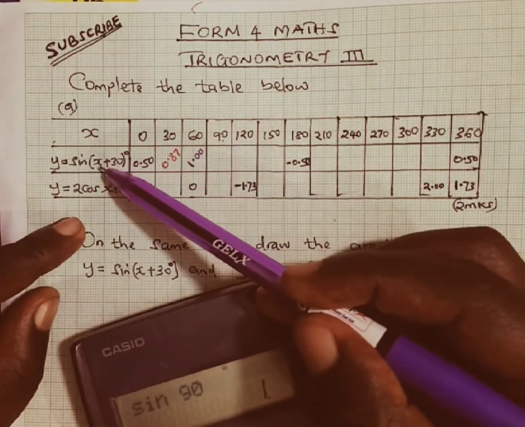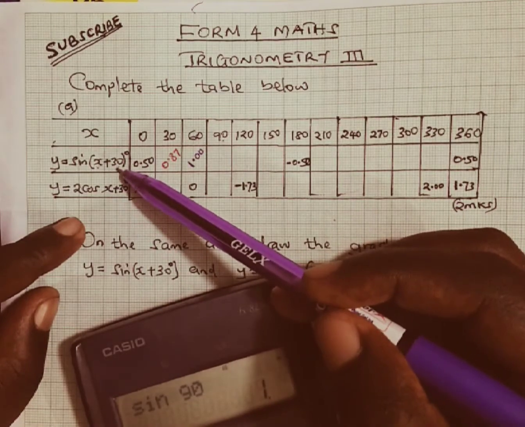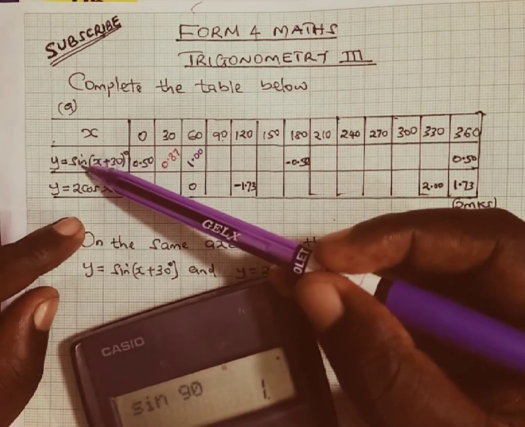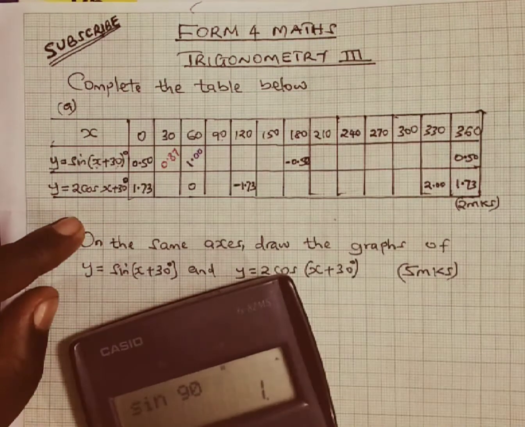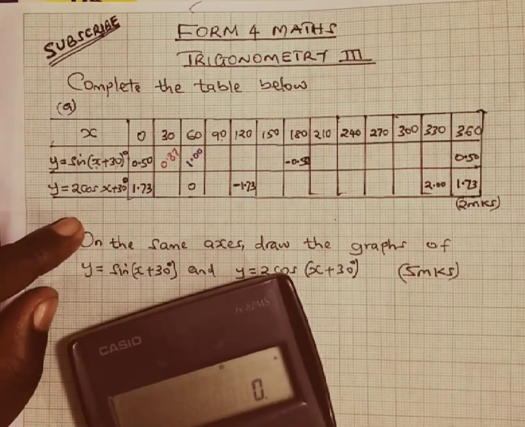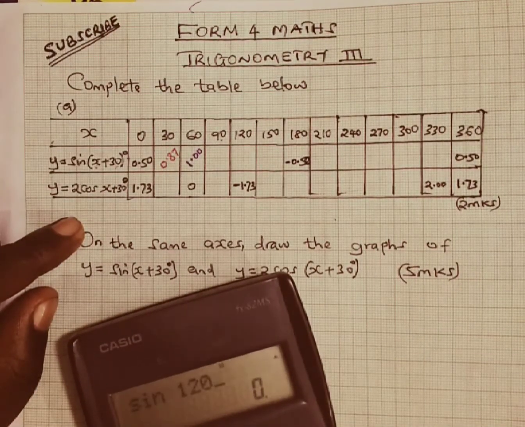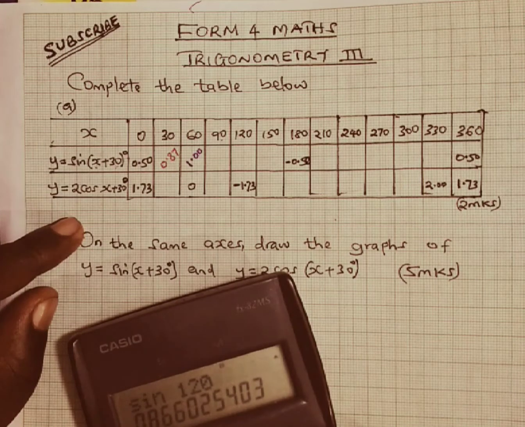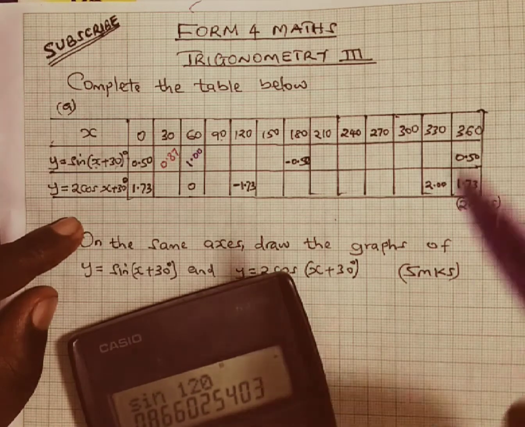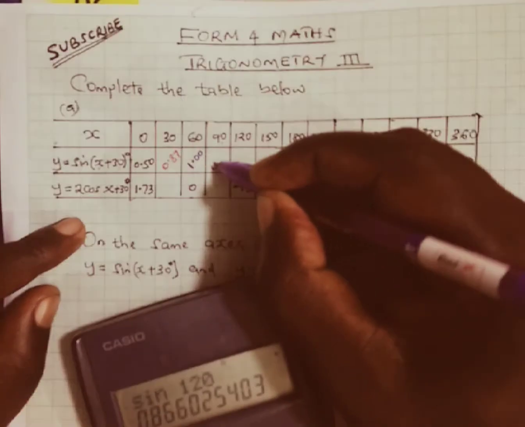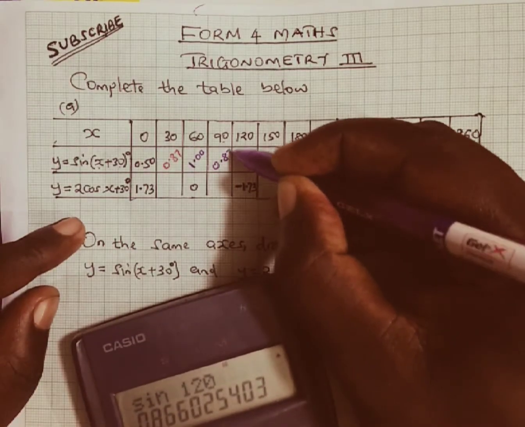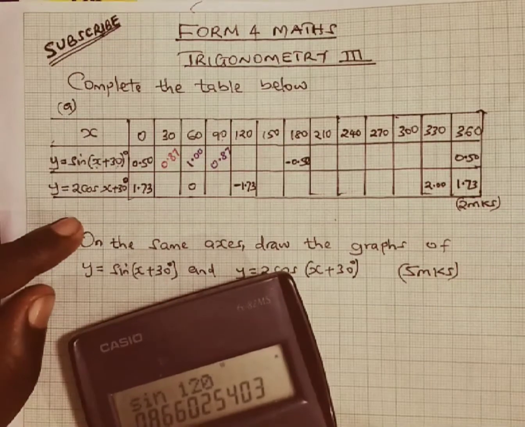Then we come to where x is 90. So we take x is 90 plus 30, that gives us 120. So we press sine 120, and the sine of 120 will give us 0.866, which is the same as 0.87 to 2 decimal places.